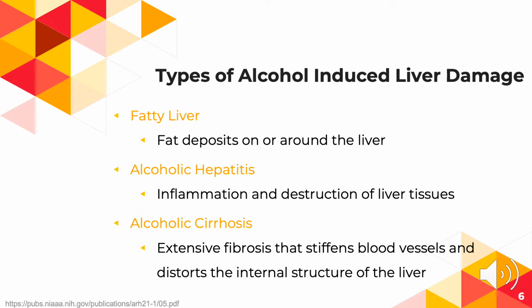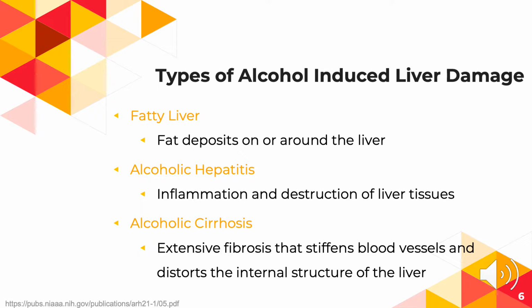The second type of alcohol-induced liver damage is alcoholic hepatitis. This is inflammation and destruction of the liver. Scar tissue may begin to replace the healthy liver tissues in a process called fibrosis. Symptoms of alcoholic hepatitis may include fever, jaundice, and abdominal pain. This condition can be fatal, but may be reversible with the absence of alcohol.